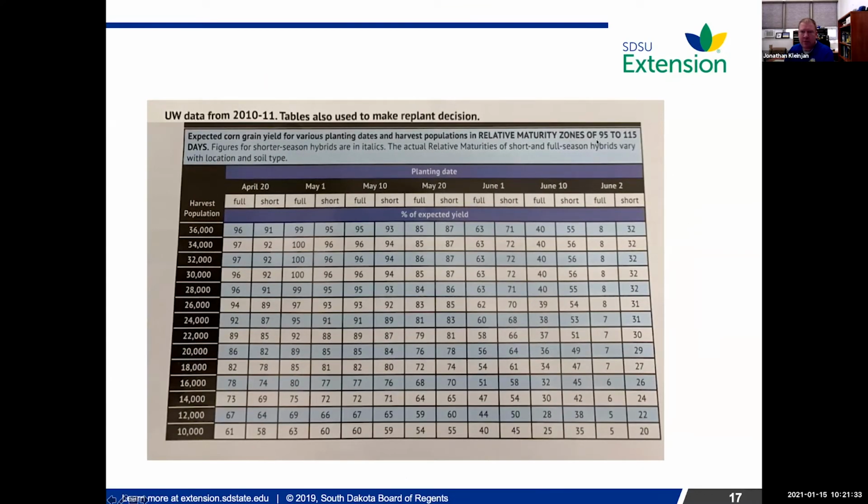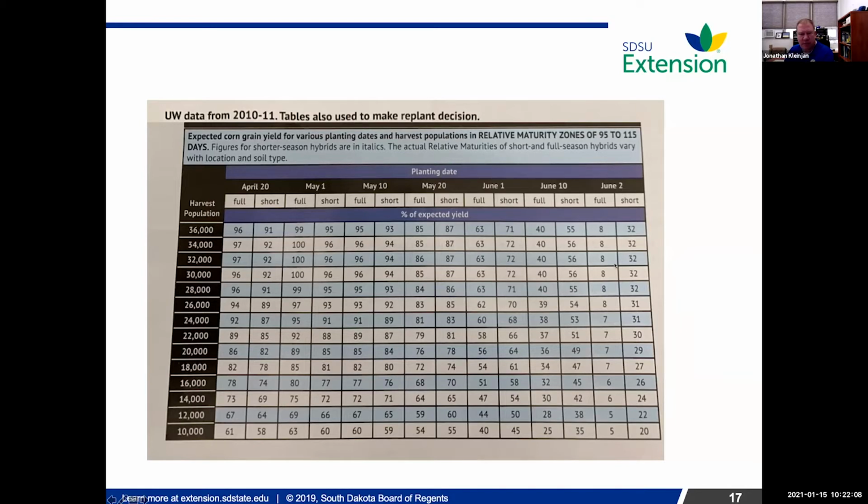Here are some relative maturity zones, 95 to 115 day corn. So this is probably more like what we would see in South Dakota. Let's look at 32,000 plant population because I think that's about standard. Again, May 1st to May 10th is when you're going to see your peak yield: 96% of optimum for full, 94% for short. And then as we get to June 1st, the early hybrids start to take over and yield a little bit more. This should say June 20th, not June 2nd.